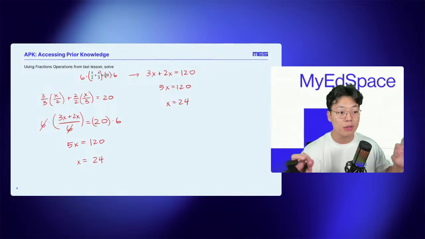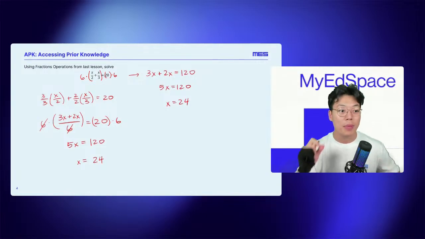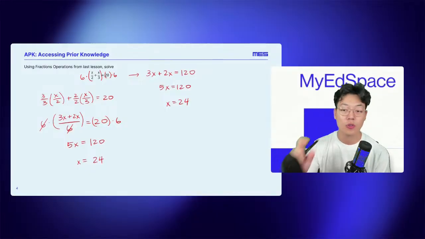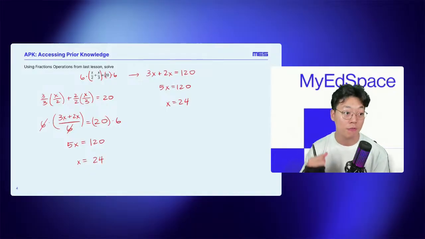Now, just to clear the air, both are correct. Both ways are correct, but I would highly suggest that the way that we just did it on the right side of your screen will lead to fewer careless errors in the future.